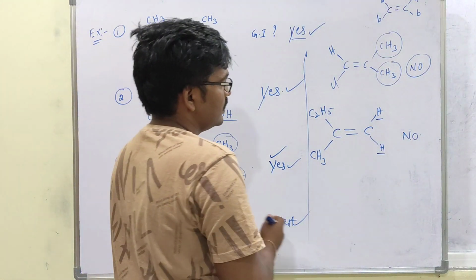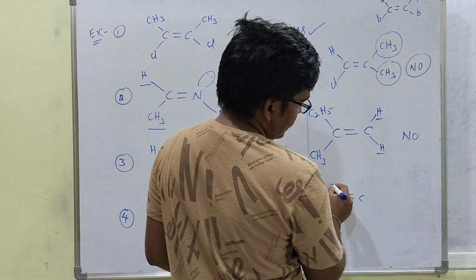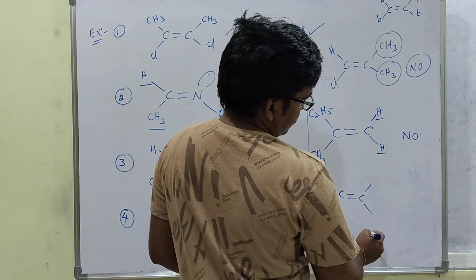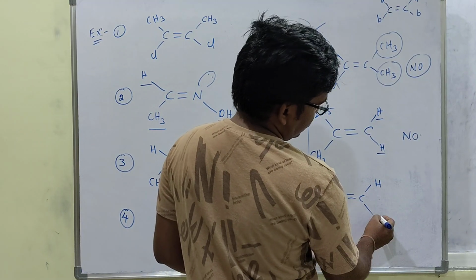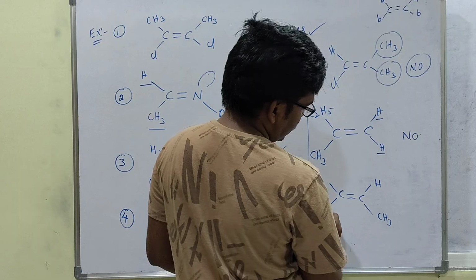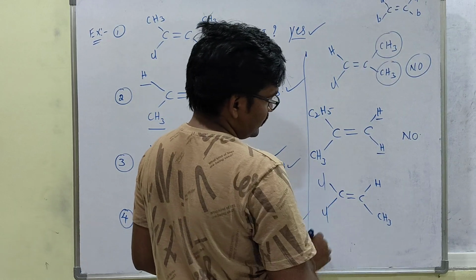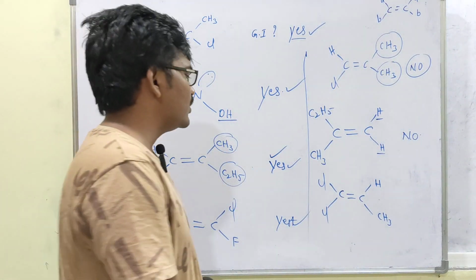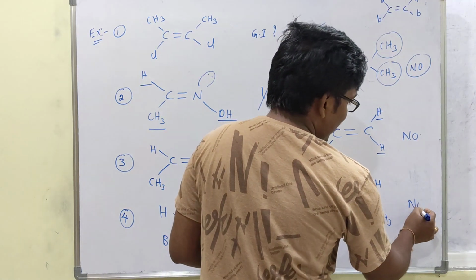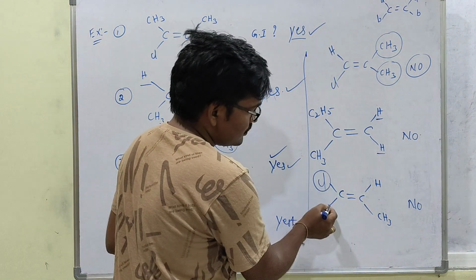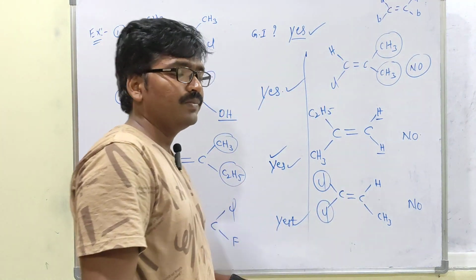So then one more, C double bond C, then in between one is H, one is CH3, one is Cl, then one is Cl, like this will be there. Sir, does that exhibit geometrical isomerism? No, it won't exhibit geometrical isomerism. Why? What is the reason? The same kind of atoms are attached to the carbon.